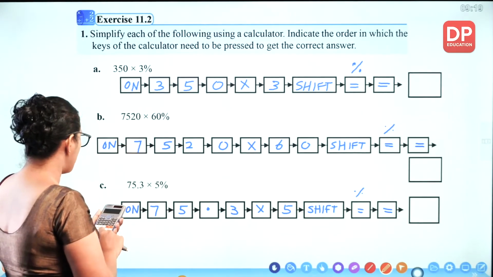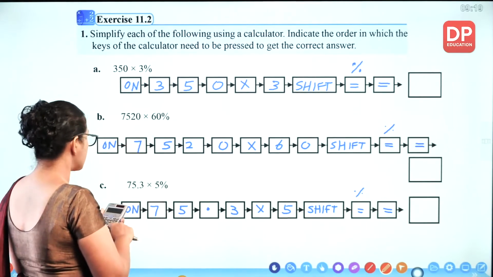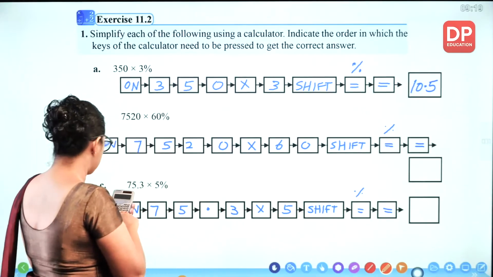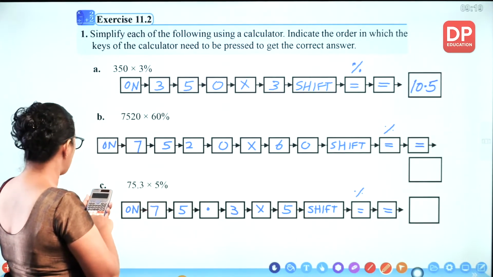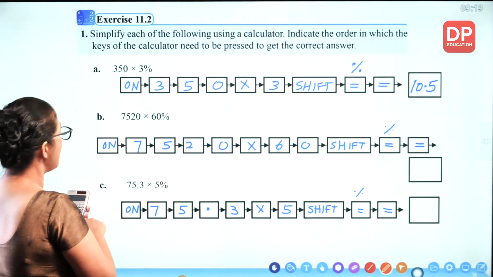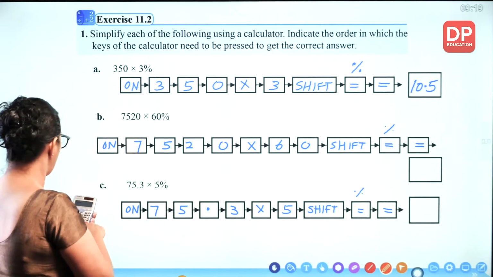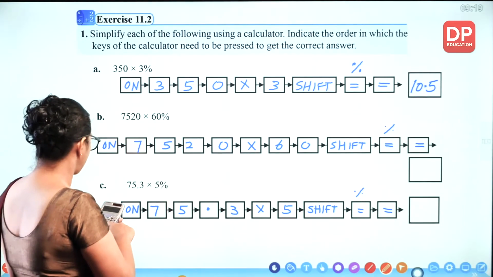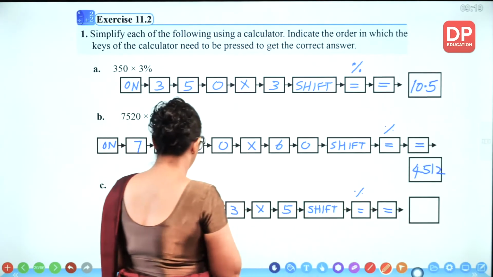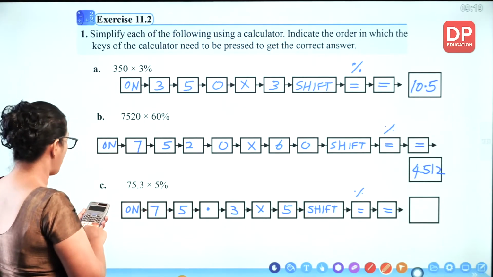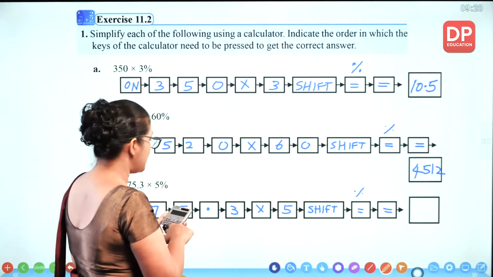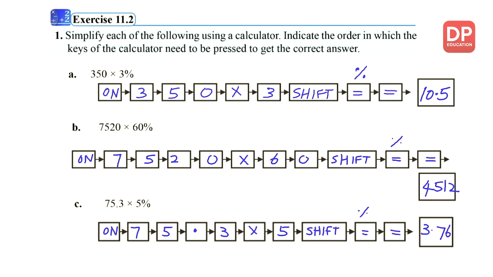350 multiplied by 3%. Answer is 10.5. $7,520 into 60%. 4,512. This one, 75.3 into 5%. 3.765.